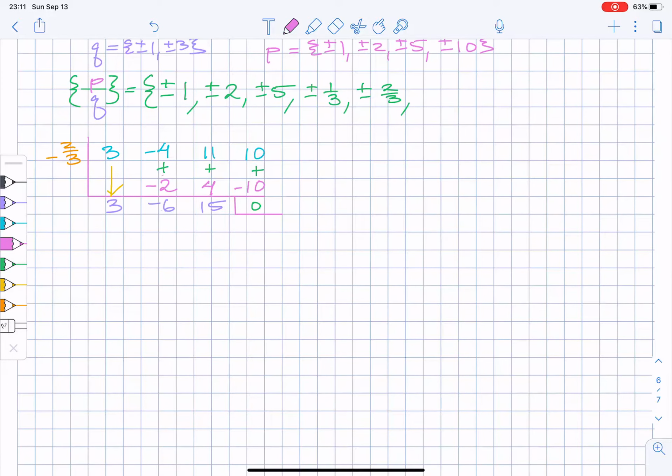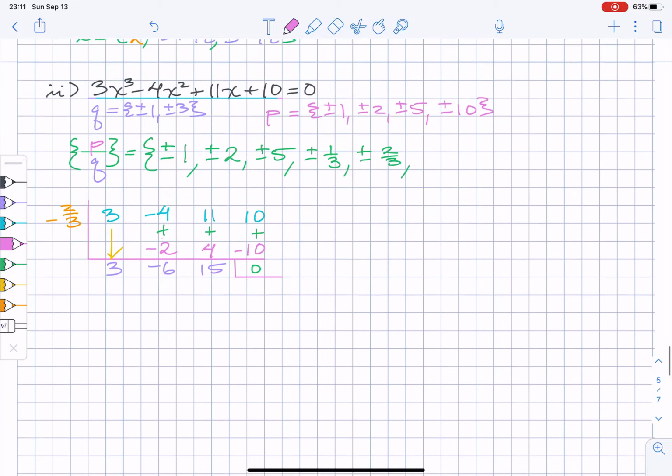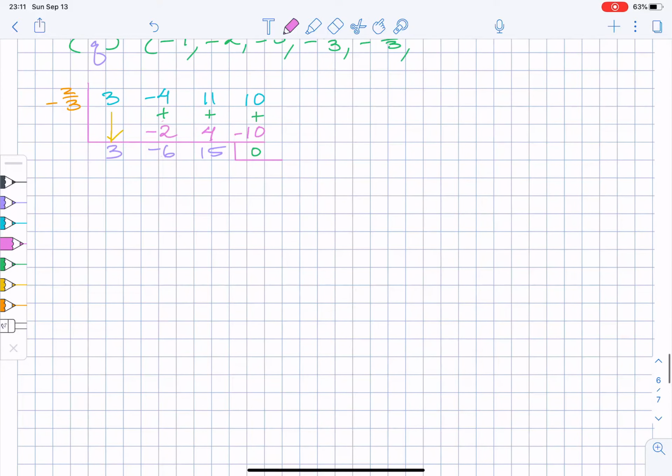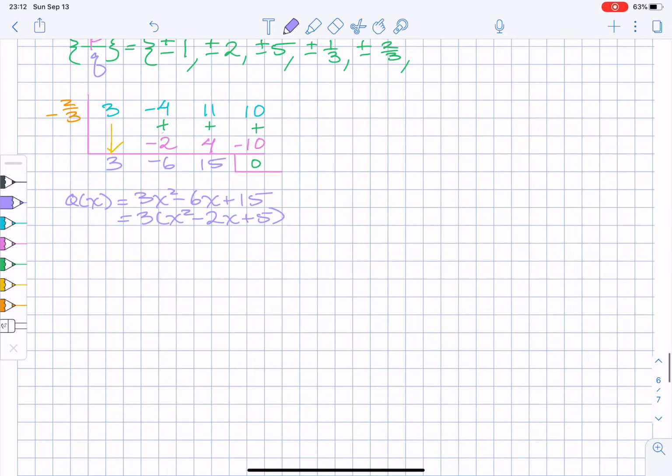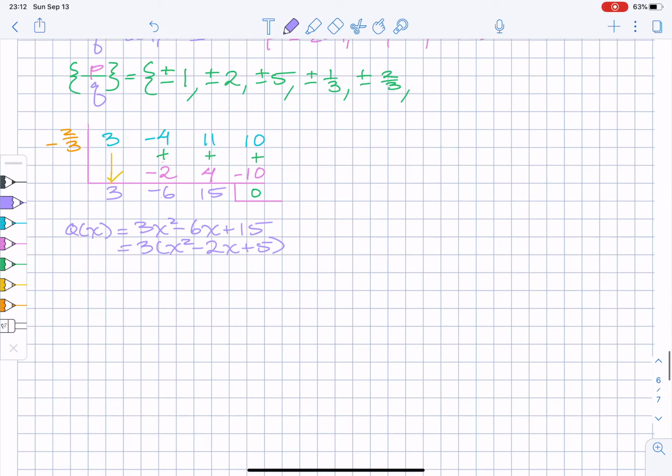Okay, so I had to go all the way out there. So my quotient has a factor of 3. I'm going to factor out that 3. So what remains if I factor out the 3? So my Q, at this point, my quotient is going to be 3x squared minus 6x plus 15. I can factor out the 3, and it'll be x squared minus 2x plus 5. So what two integers multiply to 5 and add to negative 2? Well, that's going to be a problem, isn't it?